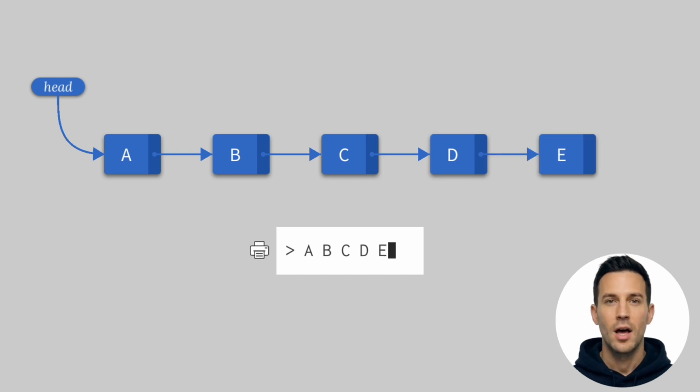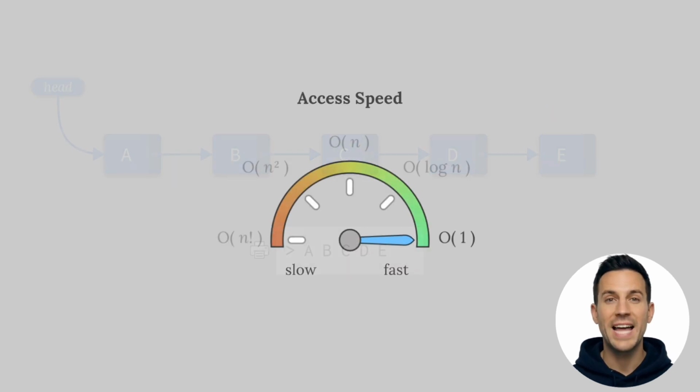But here's the thing. Unlike arrays, linked lists don't have indices. We can't just jump to any node we want. So even if we only need the last node, we have to walk through every node before it. There's no shortcut.